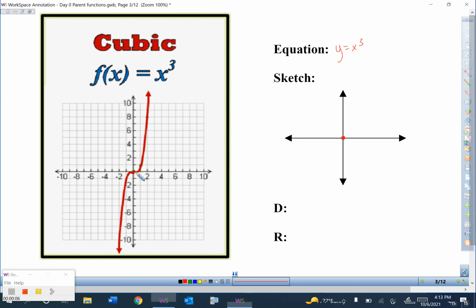On the left-hand side, what's different than a parabola is this side goes down because when we take negative x values and cube them, they stay negative. Negative times negative times negative. So we're starting low, doing a little snake shape, going up from there. Still hitting 0, 0. Put that on your graph. Domain is all real numbers from left to right, and the range is also all real numbers, from bottom to top.